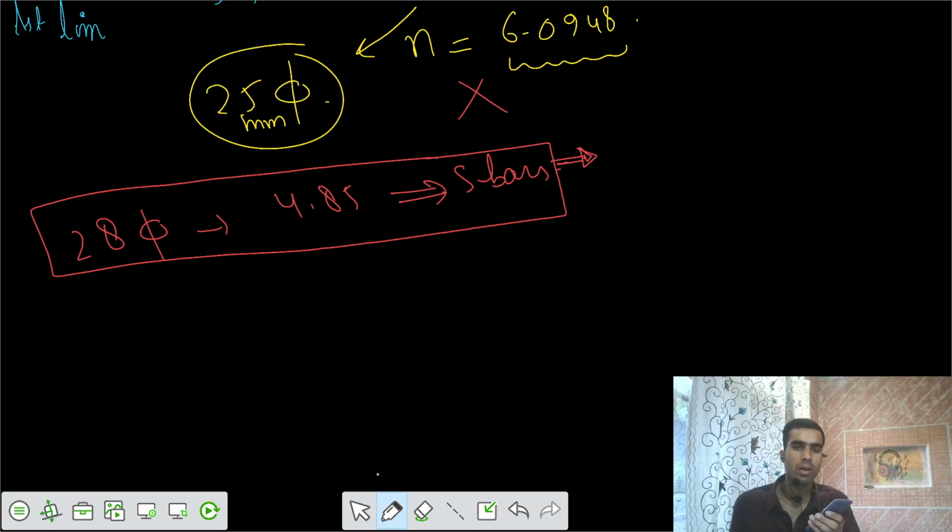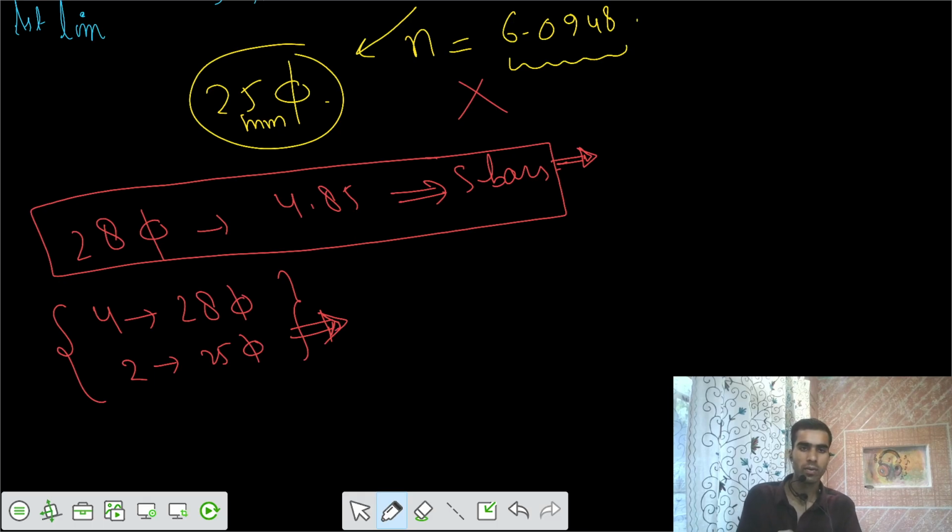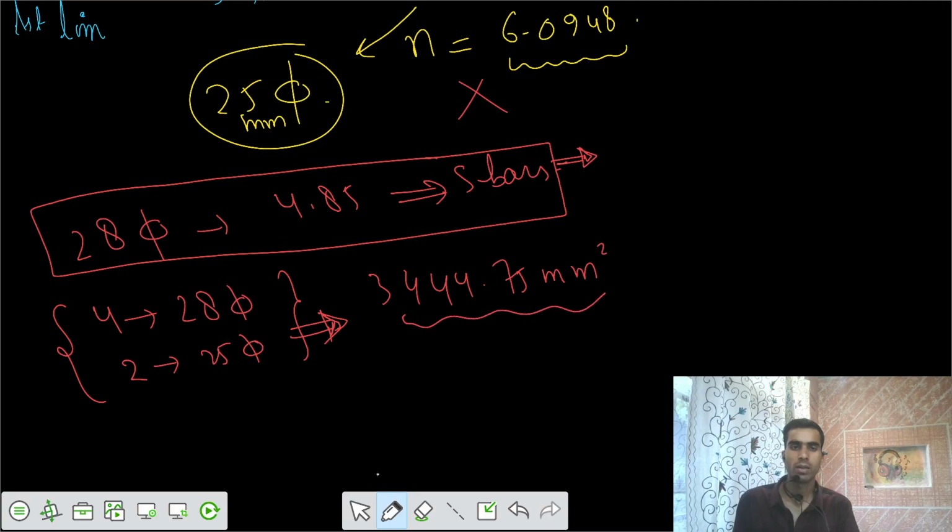If I have 6 number of bars such that 4 bars are of 28 and 2 bars are of 25, let's try to see this combination also. Always try to have a combination that has an even number of bars. Let's see how much area we have for this data. Let's write 0.25 into pi into 4 number of 28 square plus 2 number of 25 square. So I'm getting 4.75 mm square. This is the area provided for these number of bars.